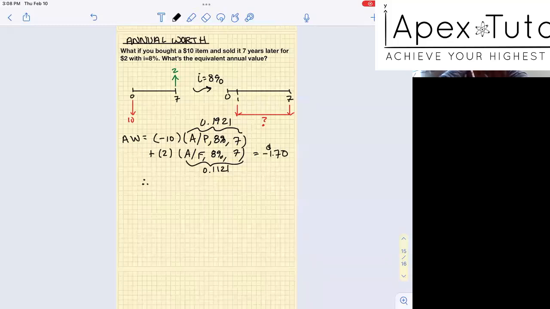So you would write, all right, the equivalent annual worth is $1.70 cost over 7 years. So instead of buying it for $10 today, selling it for $2 in 7 years, it would be equivalent to making a $1.70 payment every year for 7 years.